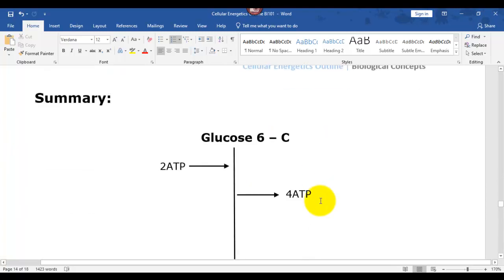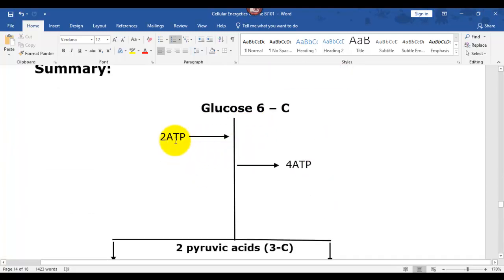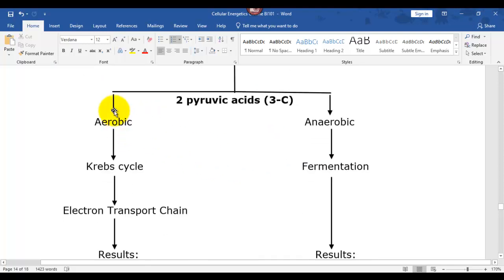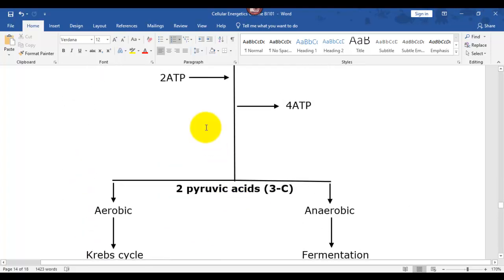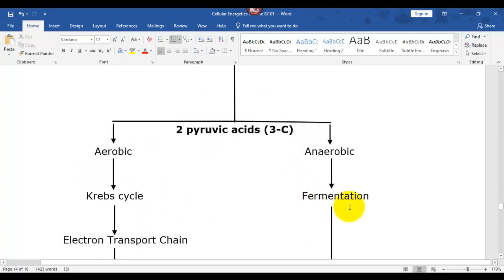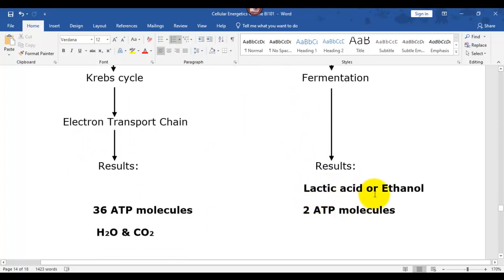All right, so here's a nice summary. Here's glucose. See, here's the 2 ATP required for that. You get 4 produced, but remember it costs you 2, so you get a net of 2 here. This is the aerobic pathway, Krebs cycle, electron transport chain. Here are the products. Here are the products of anaerobic fermentation. You get lactic acid or ethanol and 2 ATP molecules. Sometimes, depending on what book you read, it may say 3. And you can get some carbon dioxide too, but not very much.